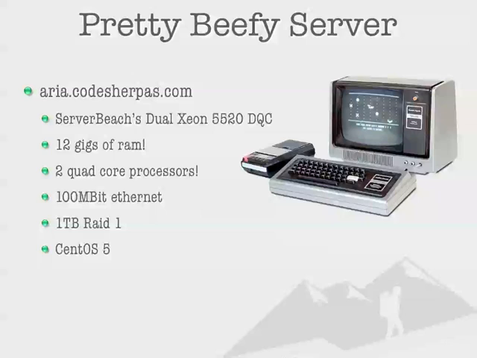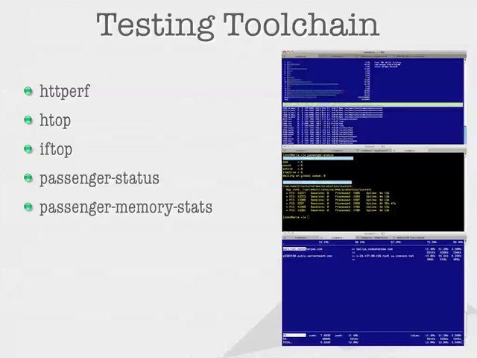So the server we're looking at today is a new server we have set up, aria.codesherpas.com. This is a server we have with ServerBeach. It's got 12 gigs of RAM and 2 quad-core processors, so this thing is pretty beefy. The other specs don't really matter so much, except for that 100 megabit Ethernet, which you'll see we're going to run up against that limit several times in tuning.